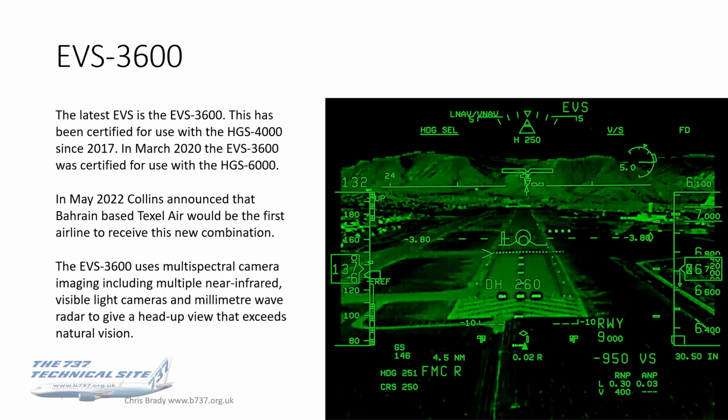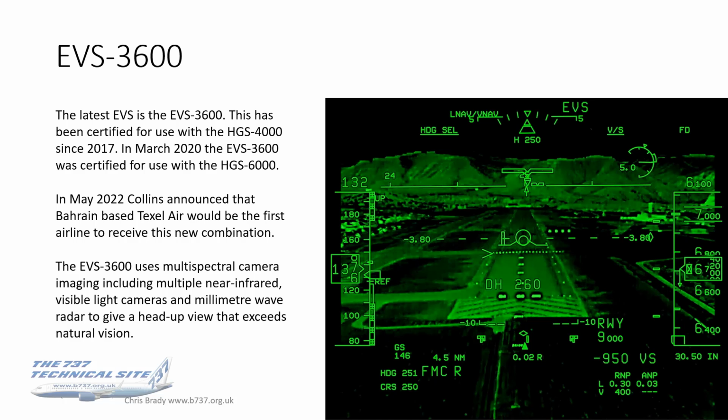The latest one is now known as the EVS 3600, and this has been certified for use on the HES 4000 in 2017. So that's around about the time the Max came in. In March 2020, it was certified for use with the 6000, and in May 2022, so this is hot off the press, only a couple of months ago, Collins announced that the Bahrain-based airline Texel will be the first airline to receive this new combination. So it is actually just starting to appear on the streets now.